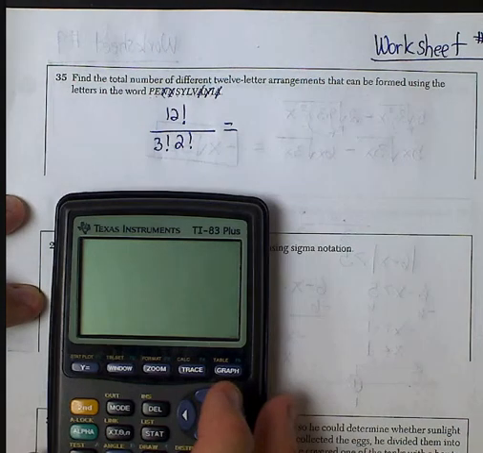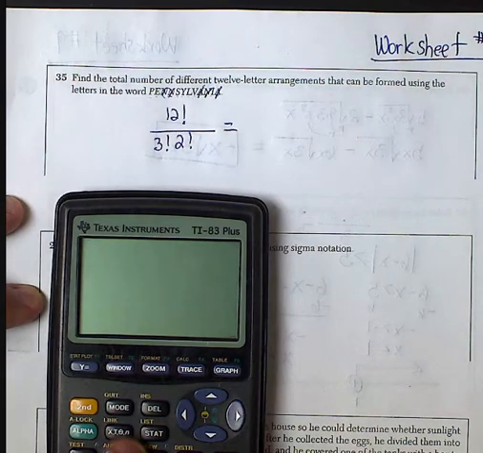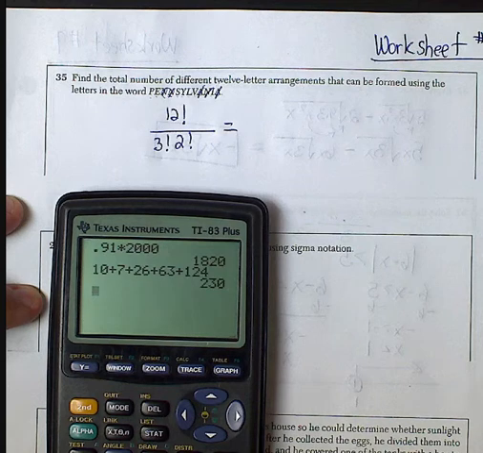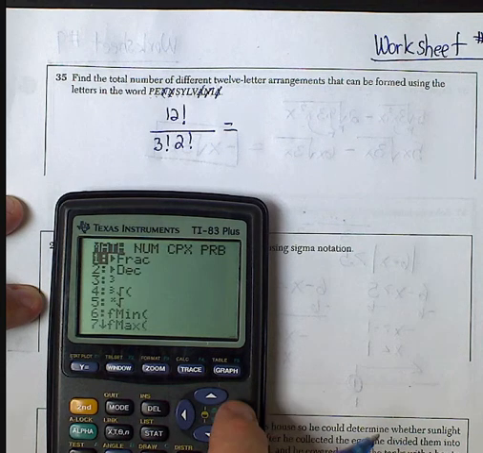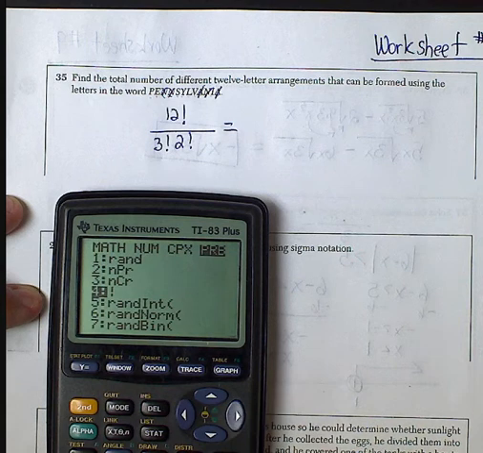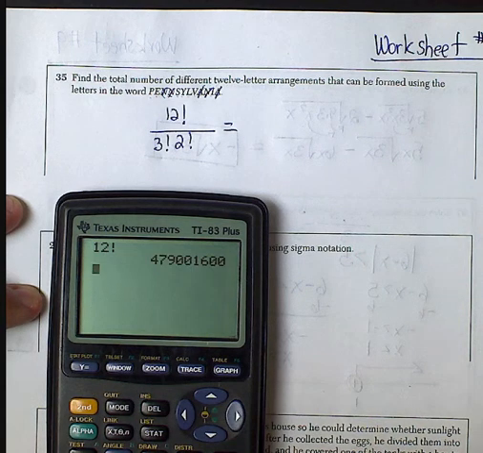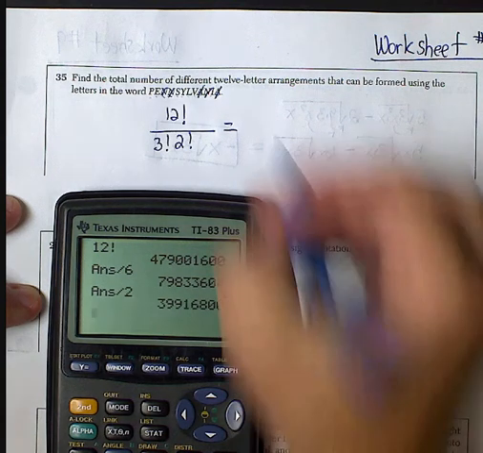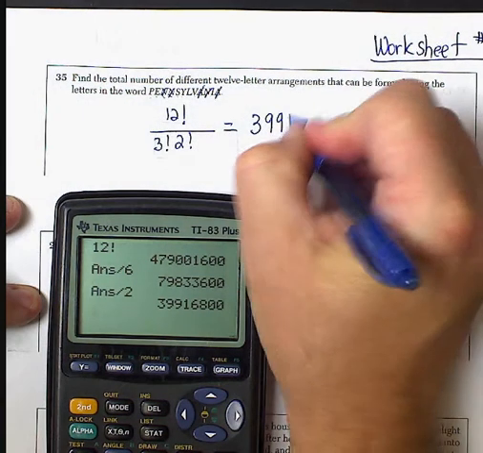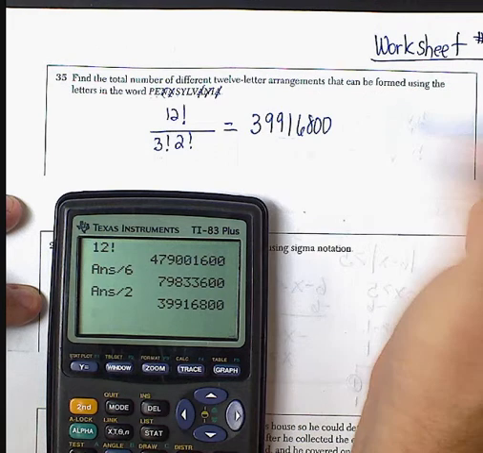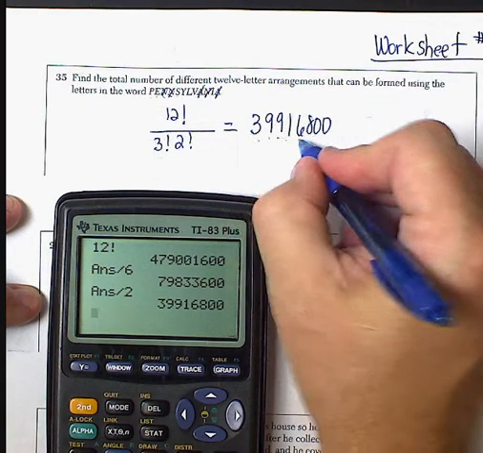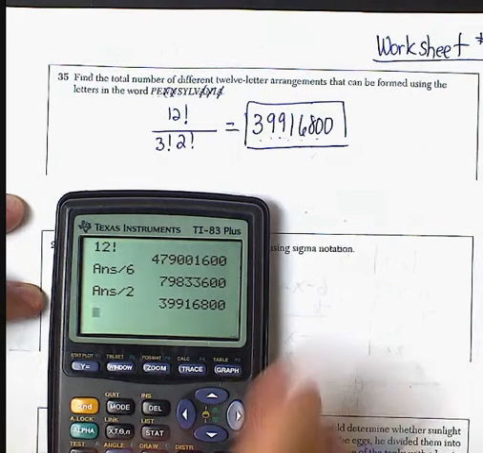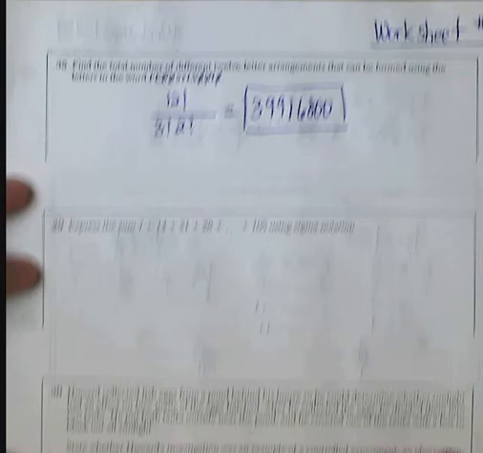Now that can be done in the calculator. You can put 12 in, go to math, over to probability, and factorial is right there. So 12 factorial, you can hit enter, you're going to get this big number. We're going to divide that by 3 factorial, which is 6, and then divide that by 2 factorial, which is 2, and you're going to get 39916800. Okay?